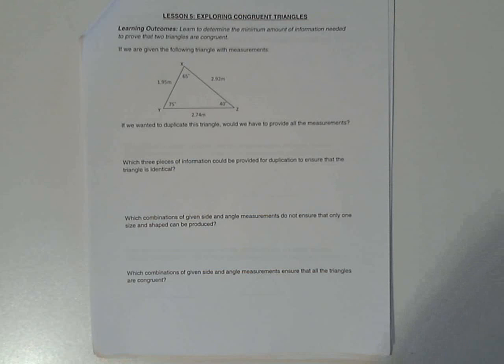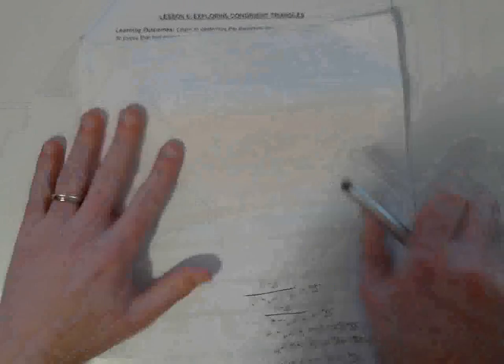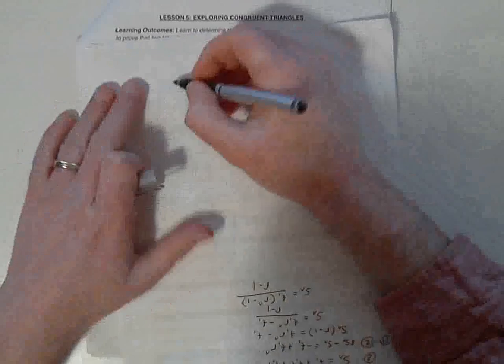Okay, lesson 5, exploring congruent triangles. So you should have seen similar triangles in grade 9. Similar triangles were when two triangles had the same shape but different sizes. And you did questions like, let's see if I can get some paper here. You would have seen questions like this.